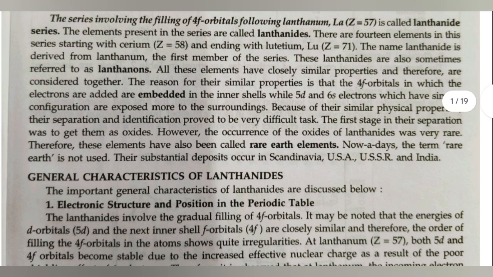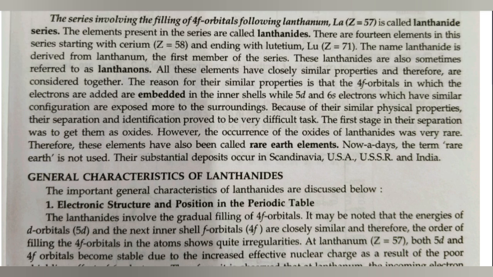There are 14 elements in this series, starting with cerium and ending with lutetium. The name lanthanide is derived from lanthanum, the first member of the series. These lanthanides are also sometimes referred to as lanthanones. All these elements have closely similar properties and therefore are considered together.